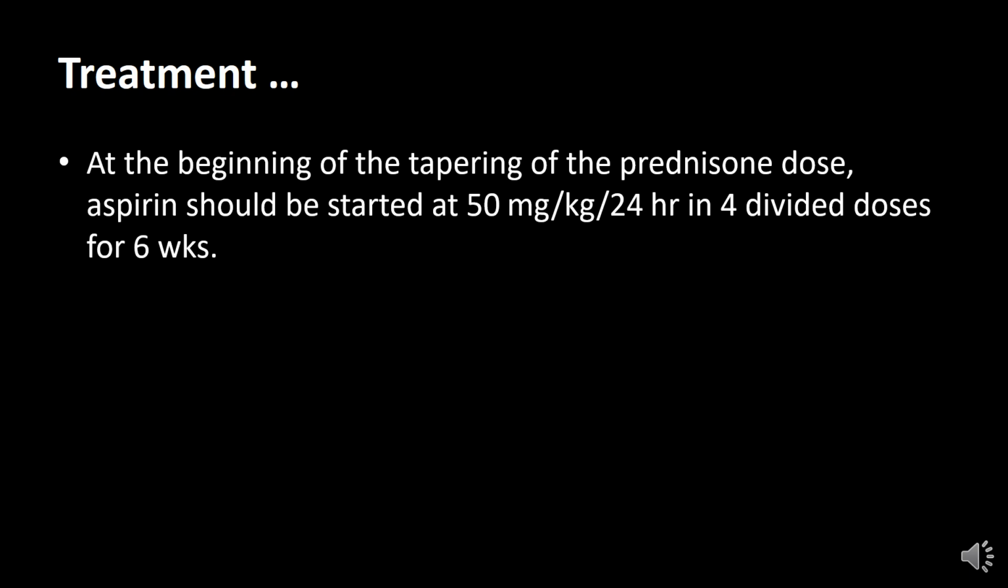Now, when you begin tapering off the steroid, you introduce aspirin. The aspirin you introduce is at the lower dose of 50 milligrams per kg per day, just like we did in the child who presented with arthritis and carditis without cardiomegaly and heart failure. So, the moment you start tapering prednisolone down, you must now start introducing aspirin at the dose of 50 milligrams per kg per day in 4 divided doses, and this goes on for 6 weeks.